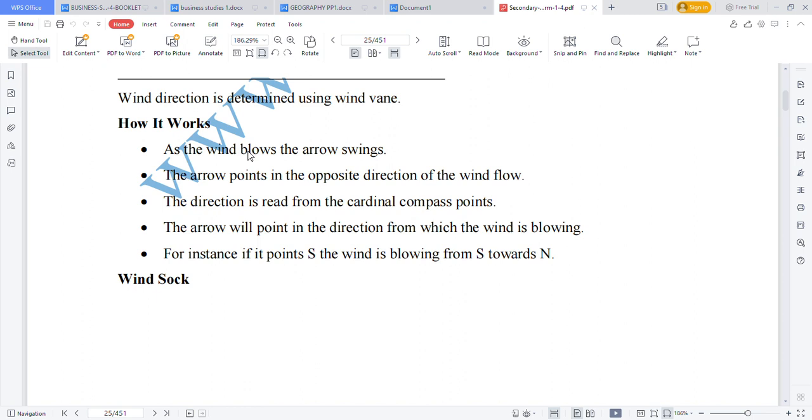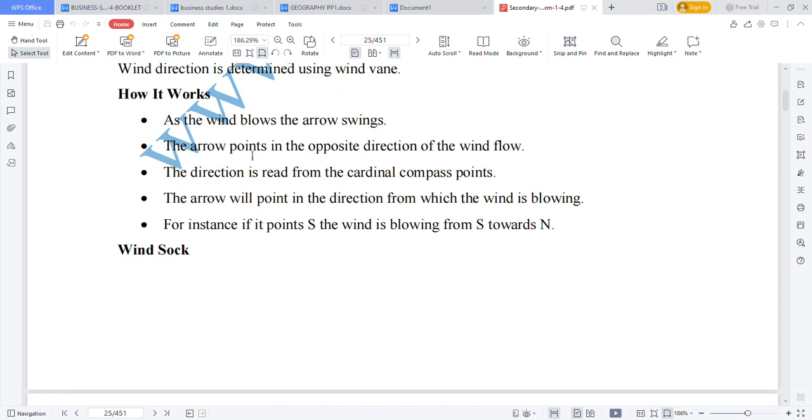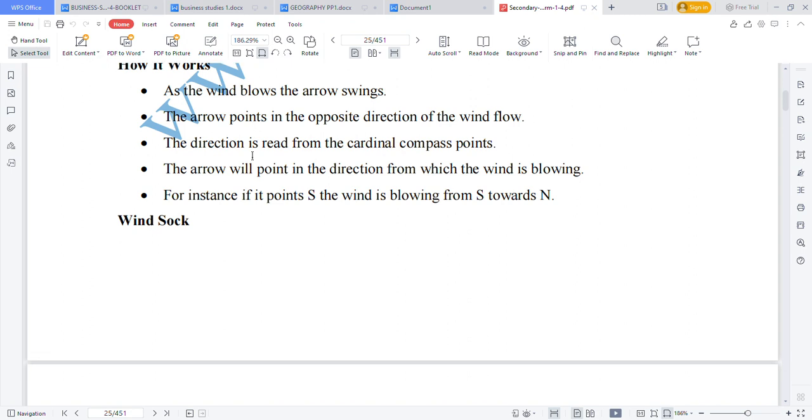As the wind blows, the arrow swings. The arrow points in the opposite direction of the wind flow. The direction is read from the cardinal compass points. The arrow will point in the direction from which the wind is blowing. For instance, if it points south, the wind is blowing from south to north.